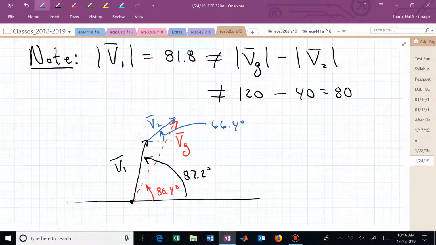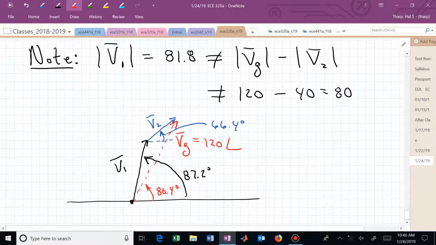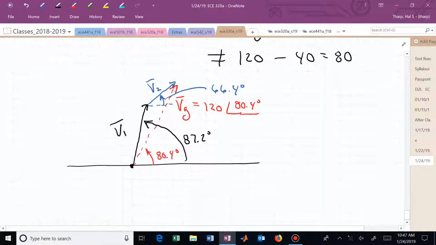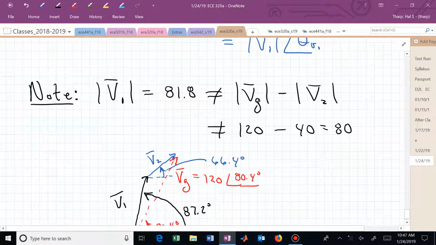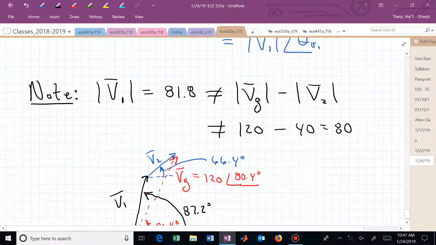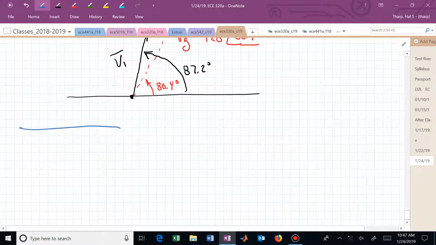V sub g was 120 at an angle of 80.4 degrees. V1 had a length of 82, and V2 had a length of 40. So it's almost there, and that's because this triangle really isn't very big. And so V1 plus V2 is almost V sub g. If you draw that a little bit more accurately, you would see that in fact we can't just add the magnitudes and be done with it. That's what's happening with voltage phasors.